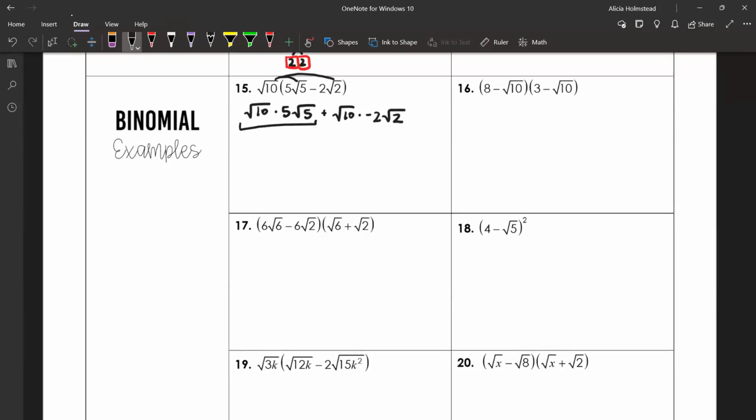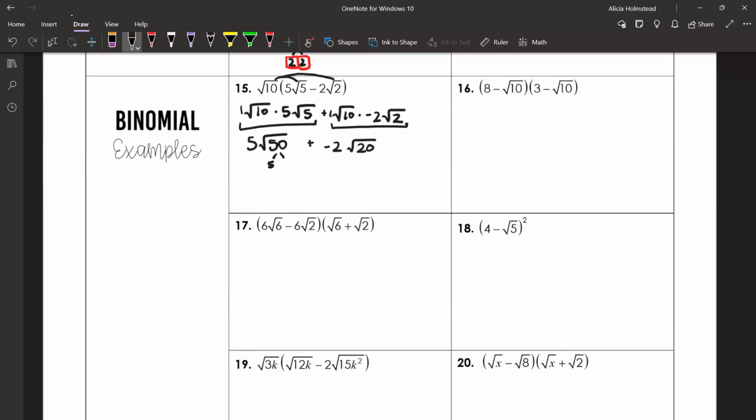That's going to be, there's an imaginary 1, so 1 times 5 is 5. 10 times 5 is 50. And then let's do this multiplication, so this will be plus, so imaginary 1 times -2 is -2, 10 times 2 is 20, so that one will become -2 square root 20. And then we do have to simplify, and we need to simplify so we can see if we really can add these together or not.